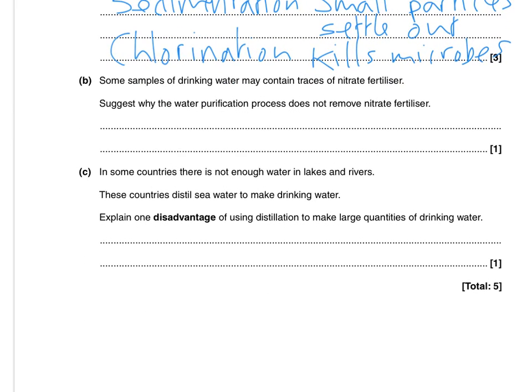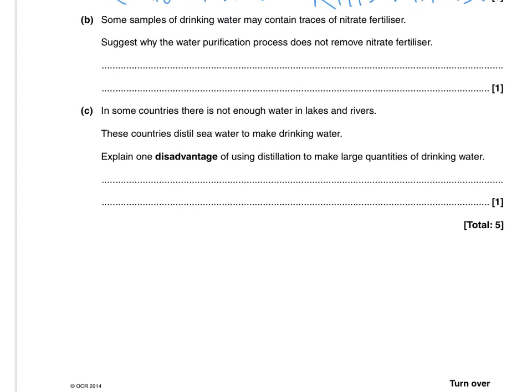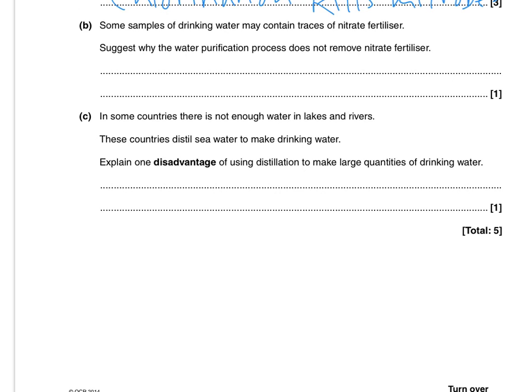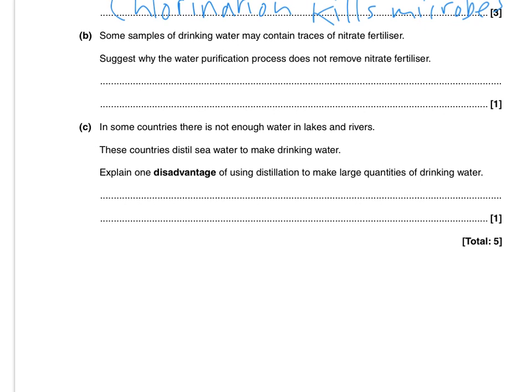Some samples of drinking water may contain traces of nitrate fertilizer. Suggest why the water purification process does not remove nitrate fertilizer. Well, of course, the reason it doesn't is because nitrates are dissolved in the water, which obviously those three processes will not remove.